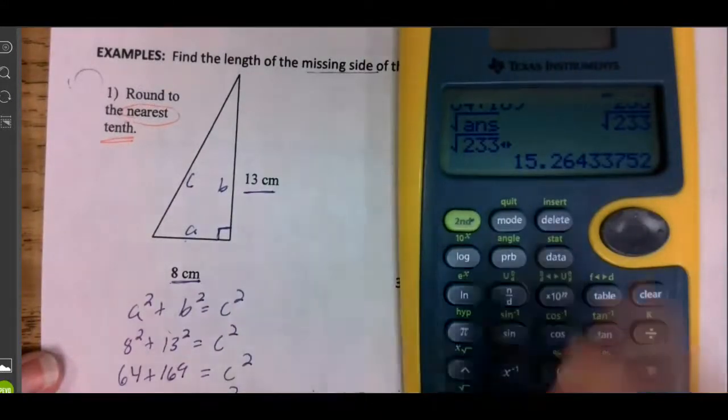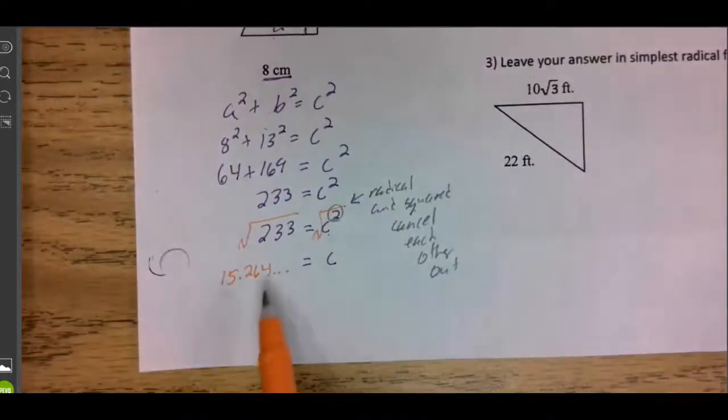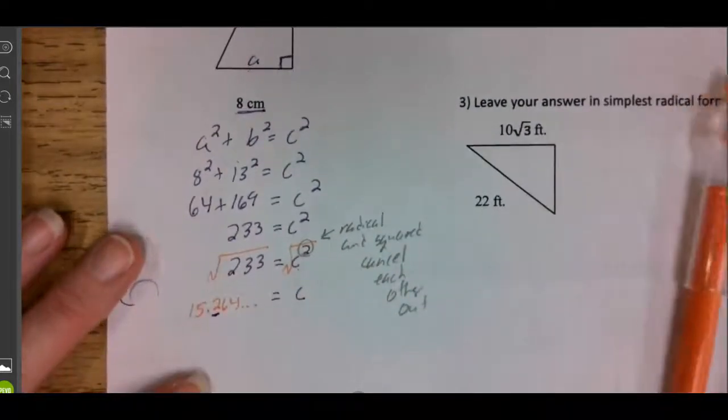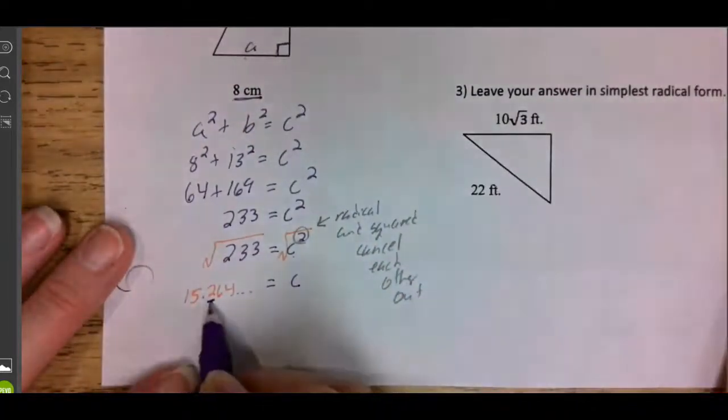15.264 blah blah blah. Now it wants us to round to the nearest tenth. What I think the easiest thing to do with rounding is you always underline where you want to round to. Look one behind it. 5 or above, give it a shove, meaning add one. 4 or below, let it go.